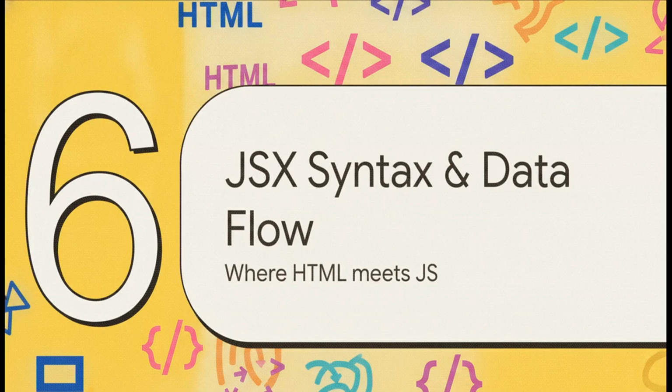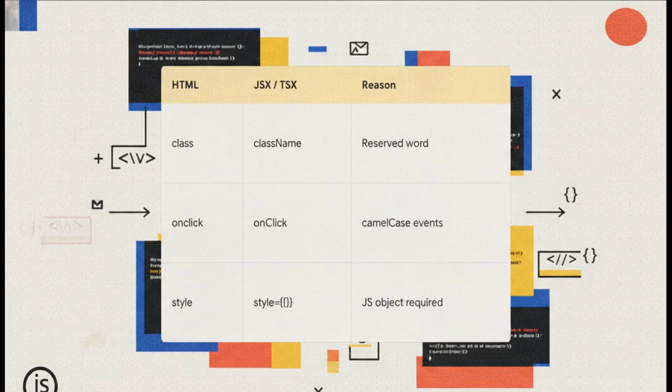Finally, Section 6, JSX syntax and data flow. This is where HTML meets JavaScript. While JSX looks exactly like HTML, remember, it is fundamentally JavaScript under the hood. Because of this, you gotta tweak some of your old HTML habits. For instance, you can't use the word class for CSS classes anymore, because class is a reserved keyword in JS. So we use className instead.